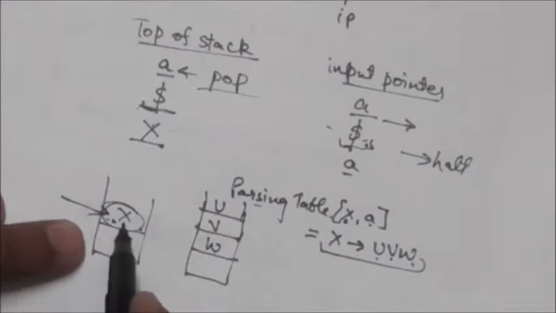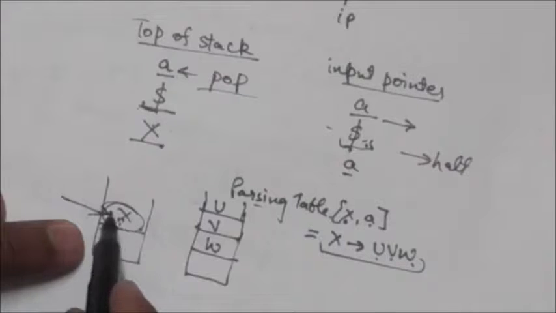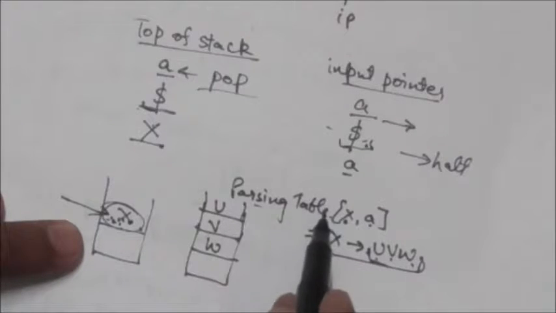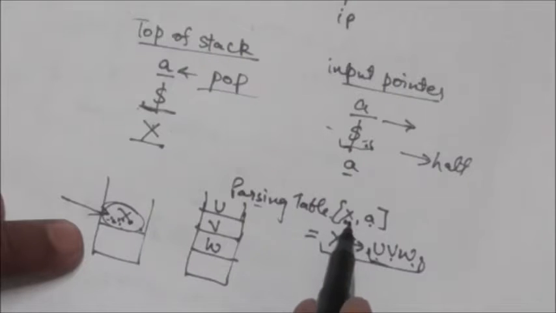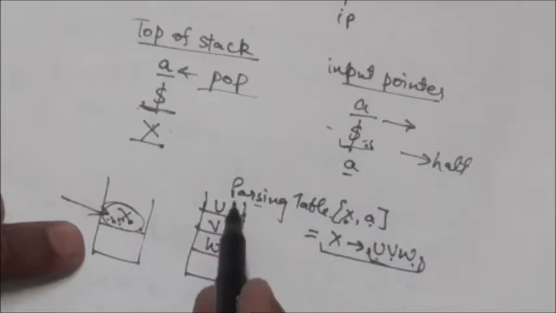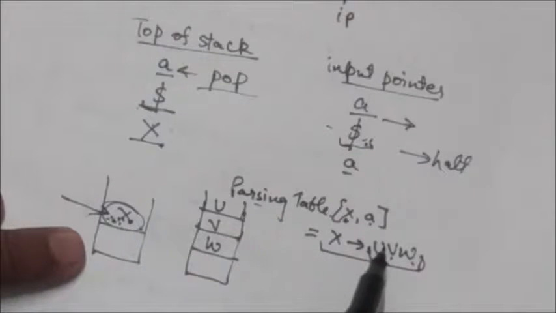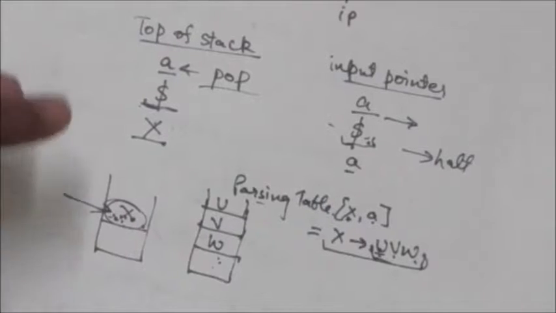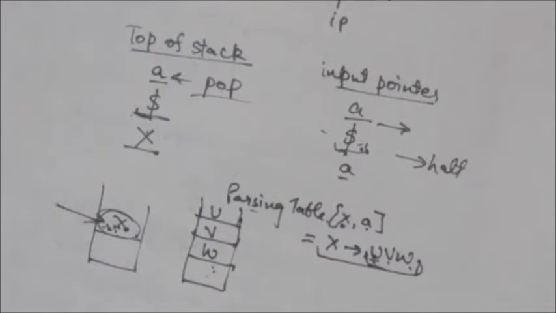So we will replace this X in the stack by the right hand side of this production rule, which is in the parsing table at the entry of the row labeled by X and column labeled by A. Suppose the right hand side of this production rule is UVW. Then it is inserted in the stack in such a way that the leftmost symbol U will be at the top of the stack. It will be more clear after this example.